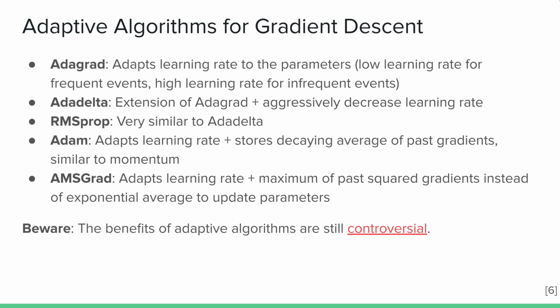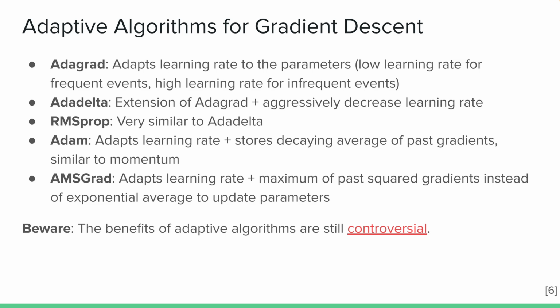There are also a couple of other algorithms for gradient descent, which are called adaptive algorithms, that have the benefit that they can kind of adapt to your data or can adapt the learning rate of specific parameters. For example, Adagrad adapts the learning rate to the parameters. So if you have some events that are very frequent, you have a lower learning rate, and for infrequent events, you use a higher learning rate. AdaDelta would be an extension of this, which also aggressively decreases the learning rate.